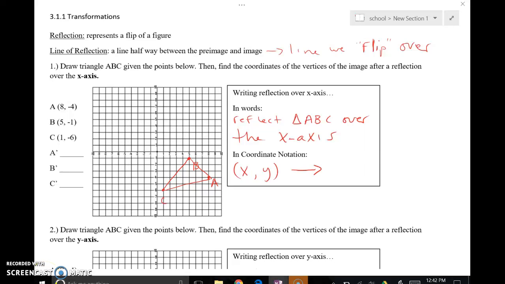Okay, this is a continued tutorial on 3.1.1 transformations. We were up to reflections with geometric figures. A quick review about reflections: that's when we flip a figure.